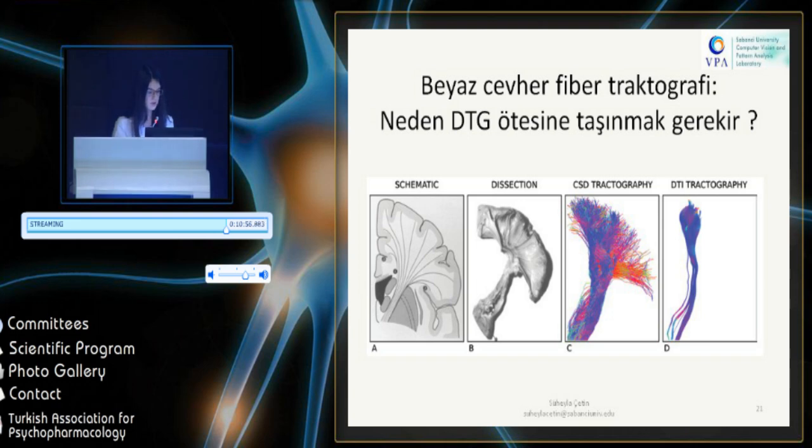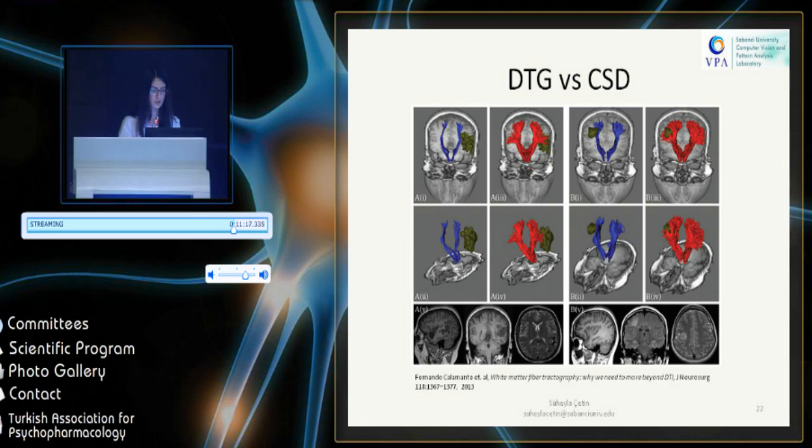This is a schematic example. White matter dissection, CST tractography from one single outlet, and the algorithm was used to uncover these tracts, and this is the result of the DTI tractography.